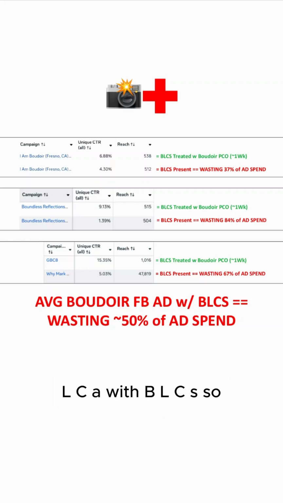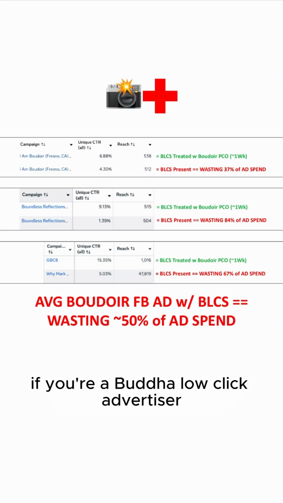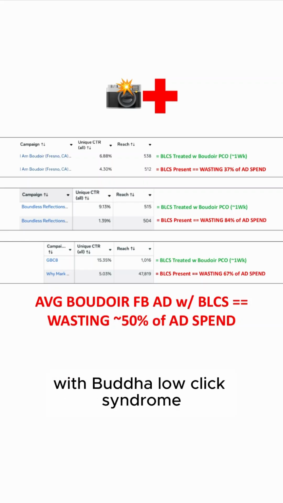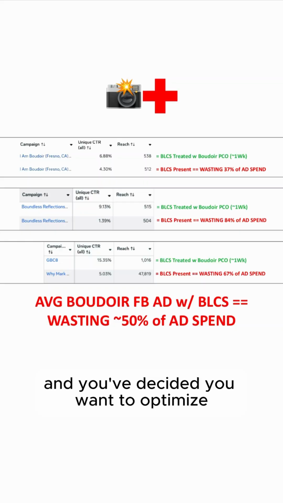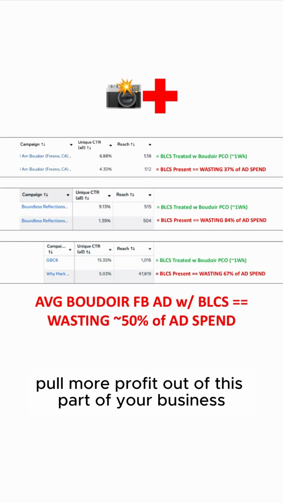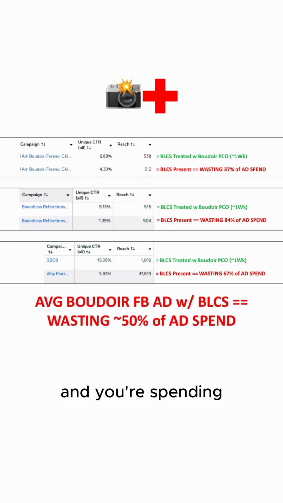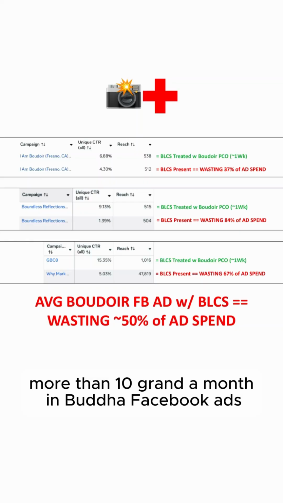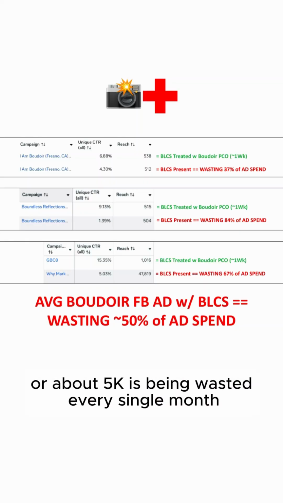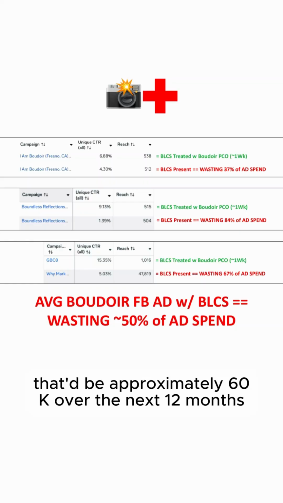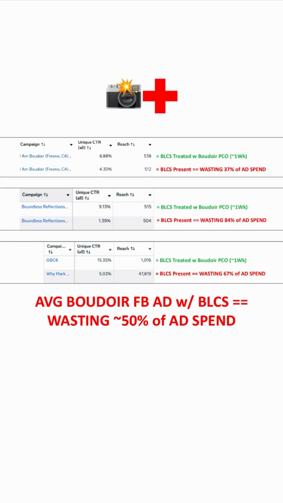So if you're a BLCA with BLCS, so if you're a Boudoir low click advertiser with Boudoir low click syndrome, and you've decided you want to optimize, pull more profit out of this part of your business, and you're spending more than 10 grand a month on Boudoir Facebook ads, that means on average about 50%, or about 5K, is being wasted every single month, and you want that back in your pocket. That'd be approximately 60K over the next 12 months, over the next year.